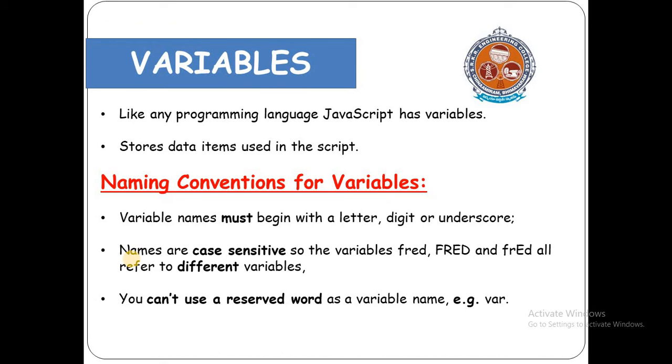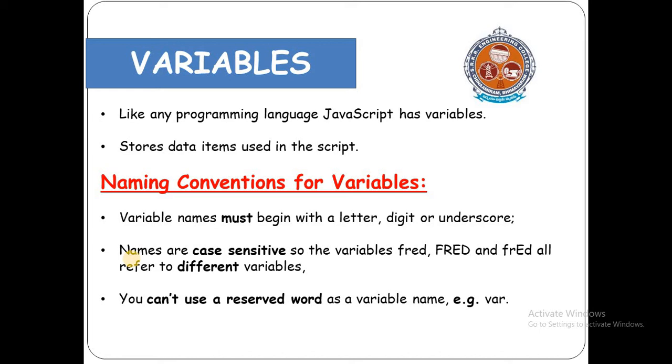Like any programming language, JavaScript also has variables. A variable is nothing but something which holds the data. It is the address where the data is stored. Variables store data items which will be useful in the script.